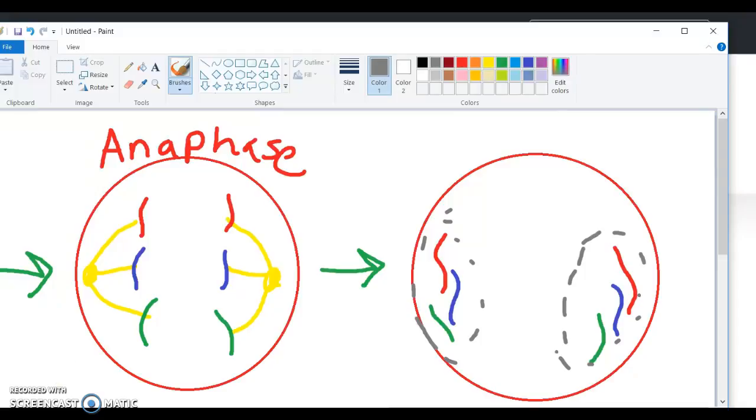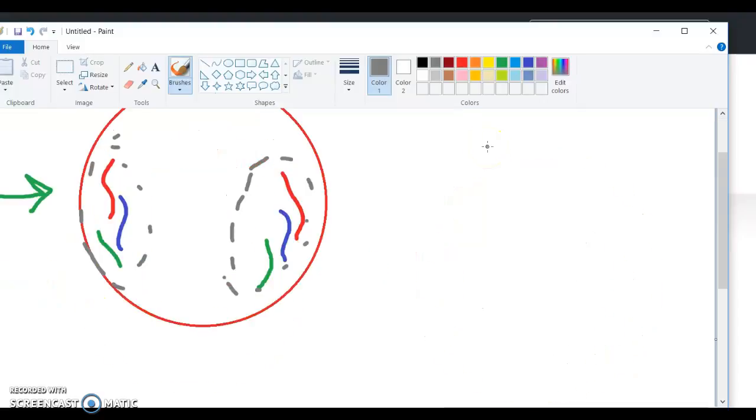But wait, now we have what we need for 2 functioning cells. But how do we separate this into 2 fully functioning cells? Well, that's for our last step, called cytokinesis.